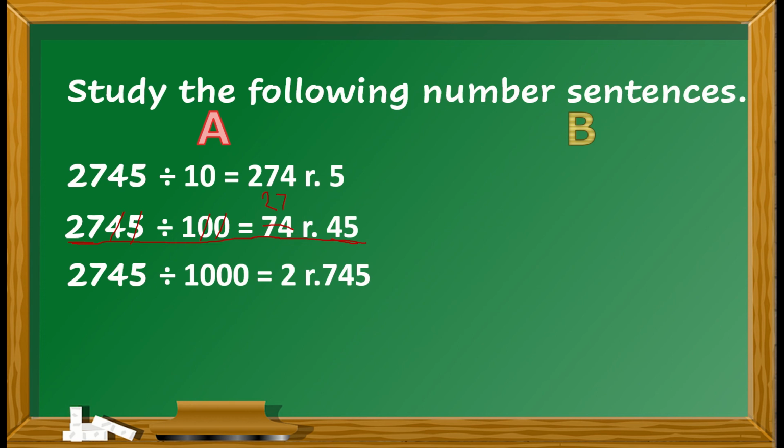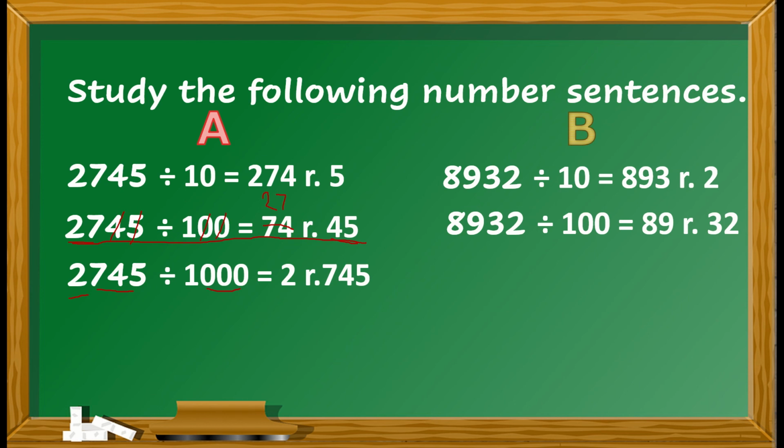How about number sa pangatlo? Ito yung remainder niya. So, ito lang yung quotient. Quotient is 2, remainder 745. Correct na siya. How about letter B? 8,932 divided by 10 equals 893, remainder 2. Tama? Yes, tama.